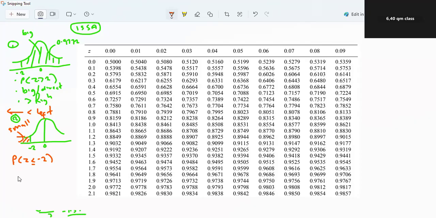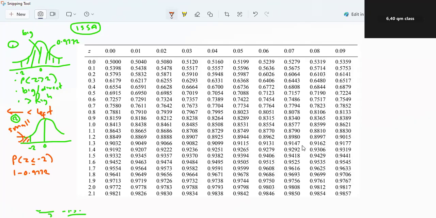So this shading here, we're going to subtract 1 minus 0.9772. Why are we subtracting? Because the shading is what? Small. The shading is small. Okay. Is that clear? So this is on the left side.